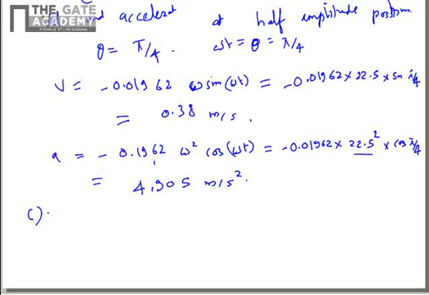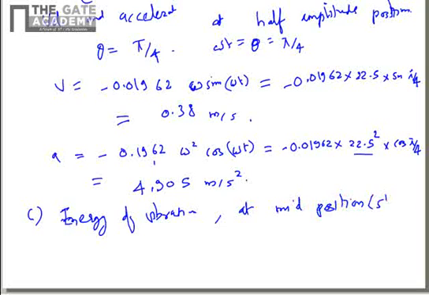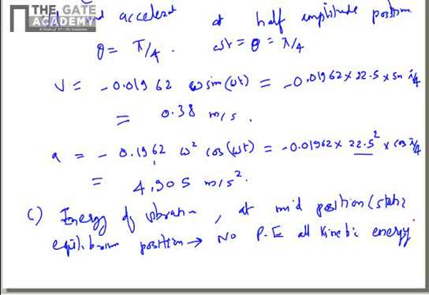Now the part C of the problem, find the energy of vibration. So energy of the vibration, you know that it is switching between potential energy and kinetic energy. At mid position, that is the static equilibrium position, there will be no potential energy. All the energy will be kinetic.